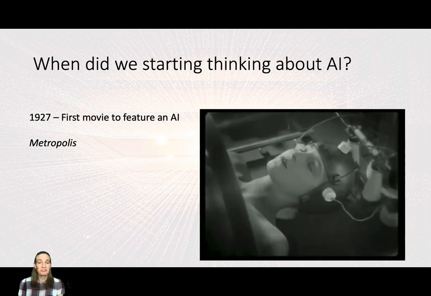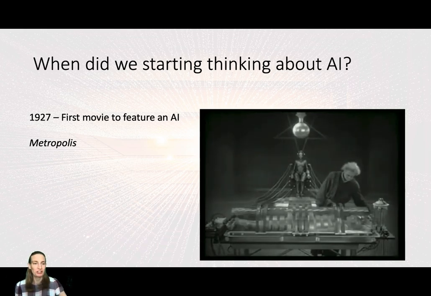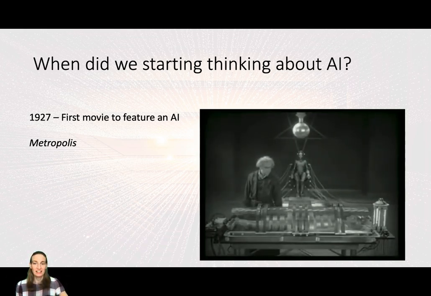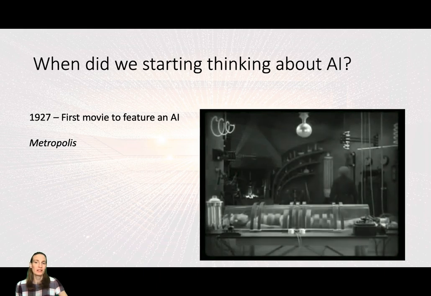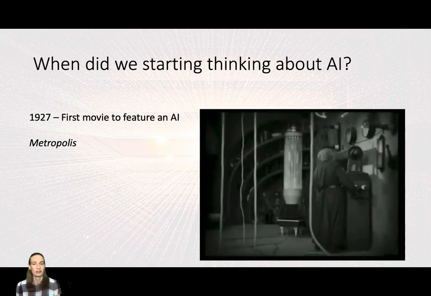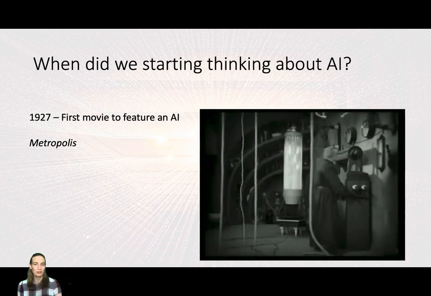So when did we first start thinking about AI? In the entertainment industry, the first movie to feature an AI is Metropolis. You see a little fragment of the movie here for you. It is a German silent film, so there's not much to listen to. But it's being considered as the first feature-length movie of the genre to really feature an AI. So I'll just let you enjoy the fragment for a minute.